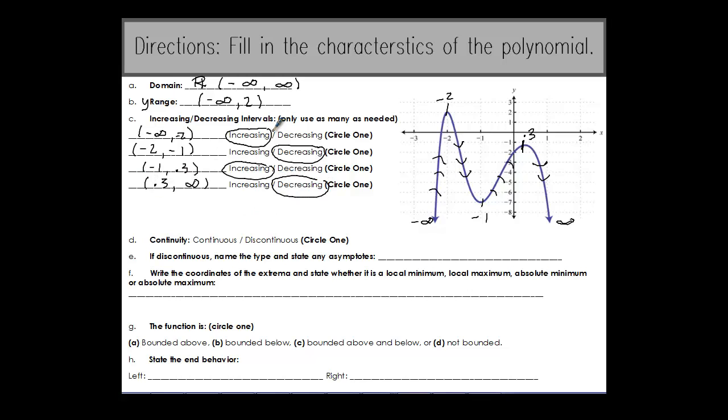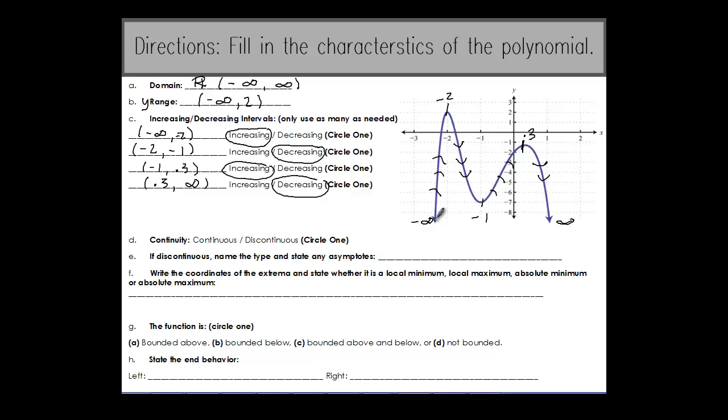Remember, increasing and decreasing intervals we write with the x values. So the left side always represents negative infinity. The right side of my graph is represented by positive infinity. Then I go and write all the x values at my turning points, and those are the intervals in which I write whether it is increasing or decreasing.